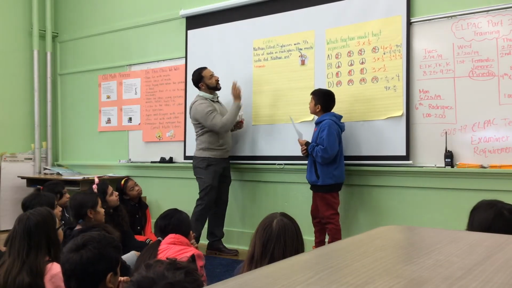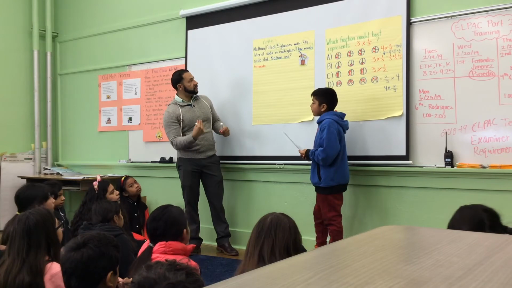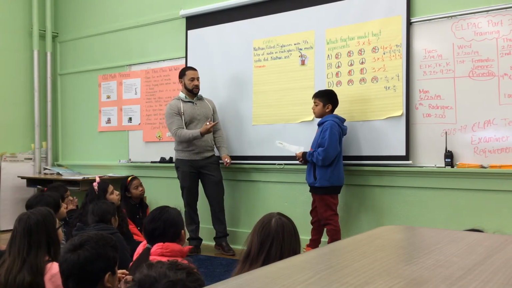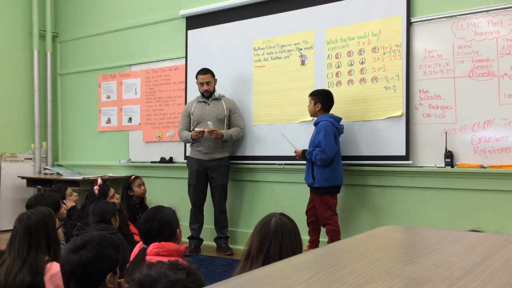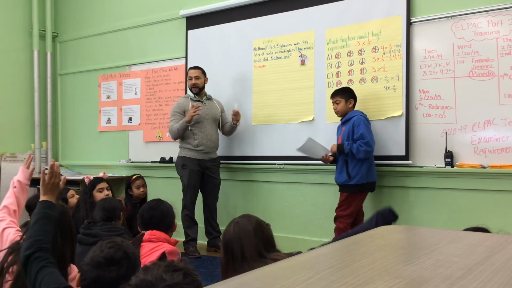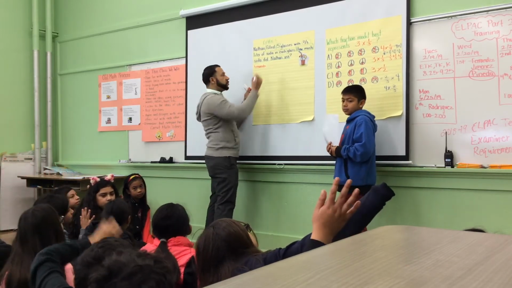Well, it says Nathan filled 5 glasses with 2/3 of liter of soda in each glass. How much soda did Nathan use? Okay, what was your first step? The first step is I do 5 cups. Okay, raise your hand if you did that as well. You drew 5 cups as your first step. A lot of you did, okay?